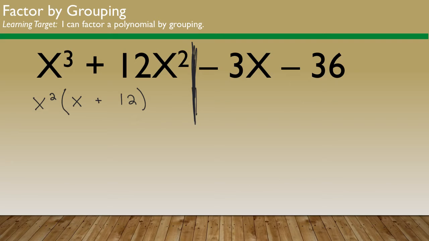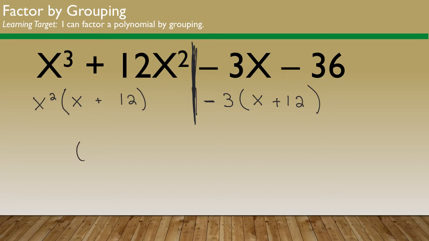Okay, the next one, what's common between these two terms? This negative sign, we're always going to bring it down. We're always going to pull out that negative. And both of these numbers can be divided by 3. And then I'm left with x, negative 36 divided by negative 3. That's going to be positive 12. Okay, so now looking at these two groups, the common factor of these two groups is x plus 12.